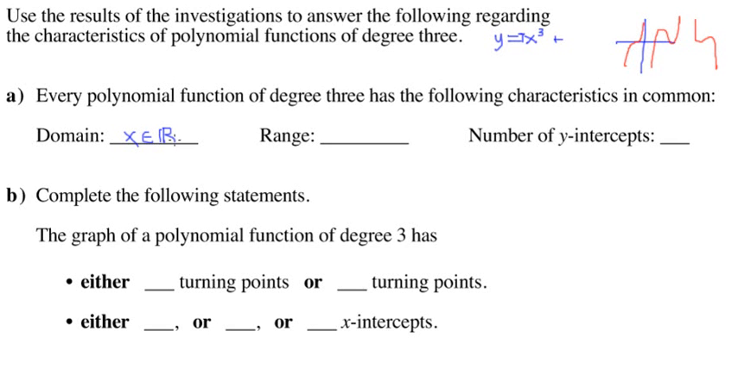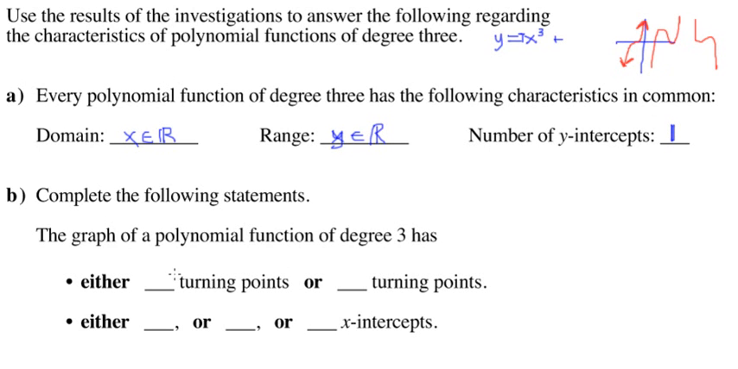they have domains that cover the entire real line. Cubics all have the same range, and it's always the real numbers. Oops, sorry, that's y. Y can be any real number. Because they have tails going in opposite directions, they always have one end that goes up forever and one end that goes down forever, and so they cover every y value there is. And cubics always have just one y-intercept.